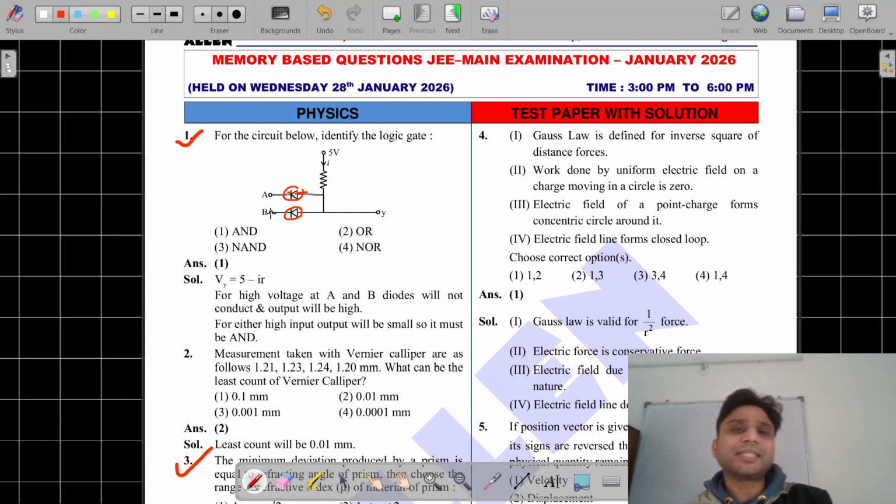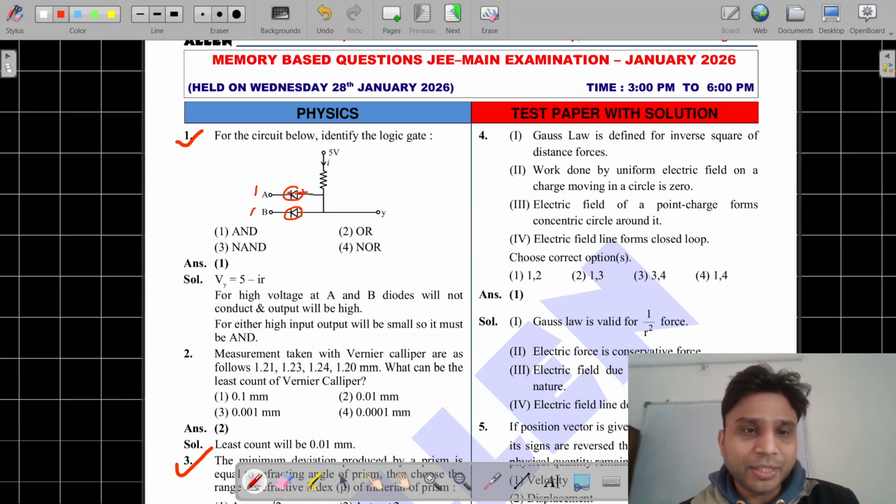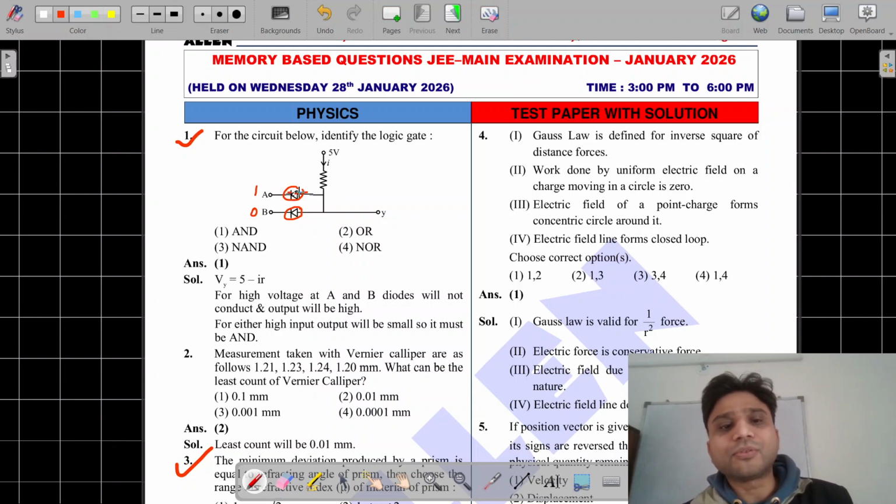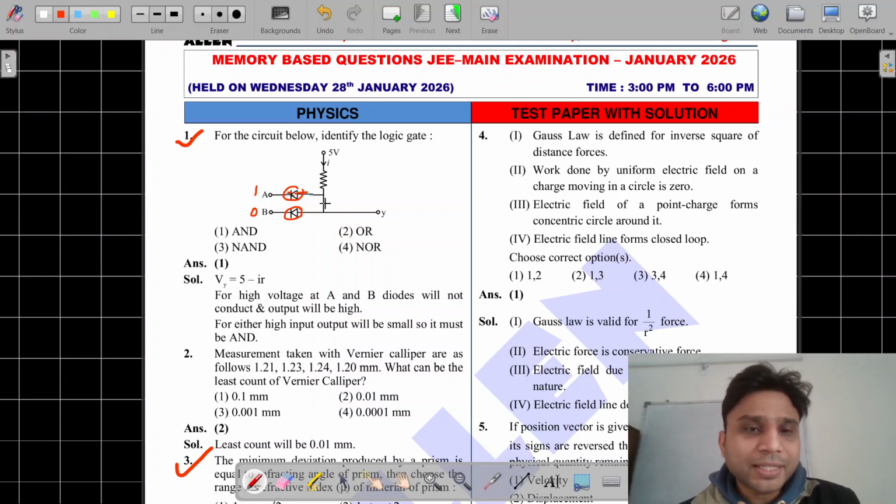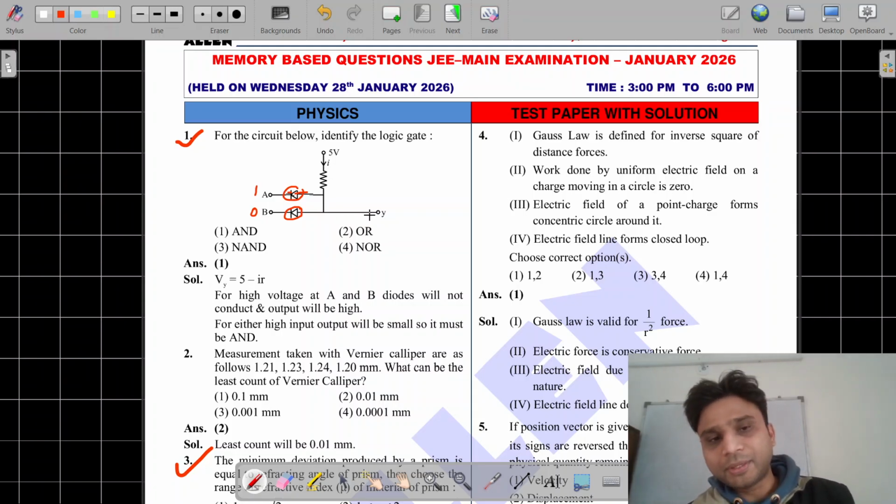So I'll basically just repeat this whole case which I have described: when A is in on state, that is A is 1 and B is 0. In that case, A is in reverse bias because it is also high voltage. So current is unable to flow here. But since B is 0, B is off, the current can flow from this point to this point. So when A is 1, B is 0, current is still unable to go to Y.